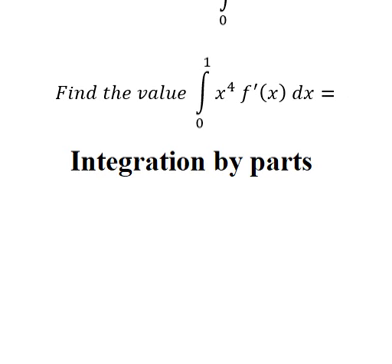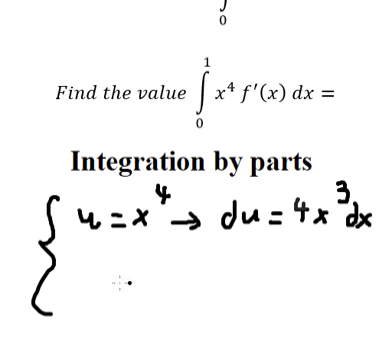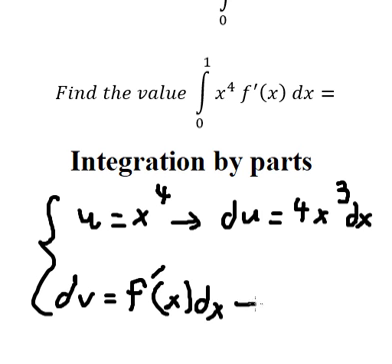So I will put u equals s to the power of 4. So we need to take the first derivative of both sides, and we have 4s to the power of 3 ds. dv is this one. So the integration of this one, we have v equals f of s.